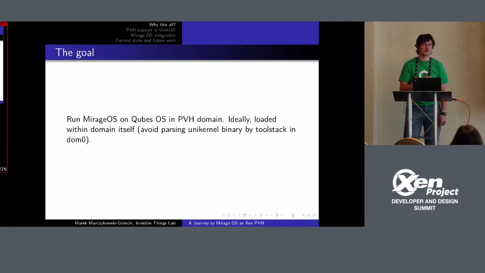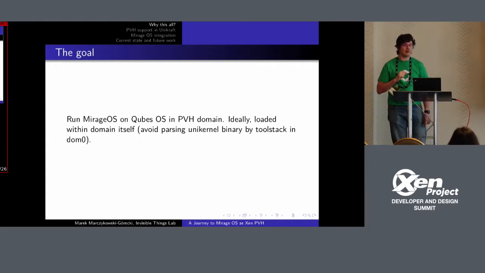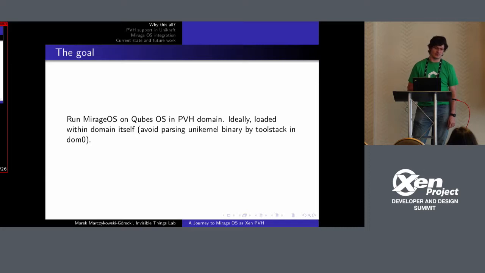This will be about one of those points. There was already some discussion about how to get rid of PV stub domains. And there's one more thing. Currently, to boot a unikernel, you need to provide a unikernel binary in Dom0, so the toolstack can load it. The next step would be to load it from some block device, using PV GRUB or something like that, or some other way, but avoid parsing any part of the unikernel binary in Dom0 directly.